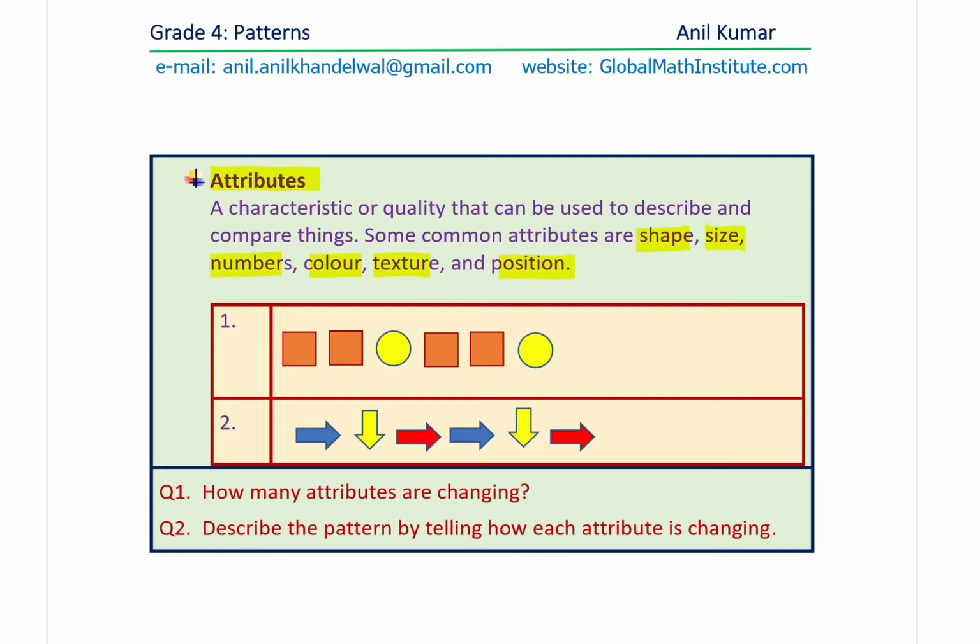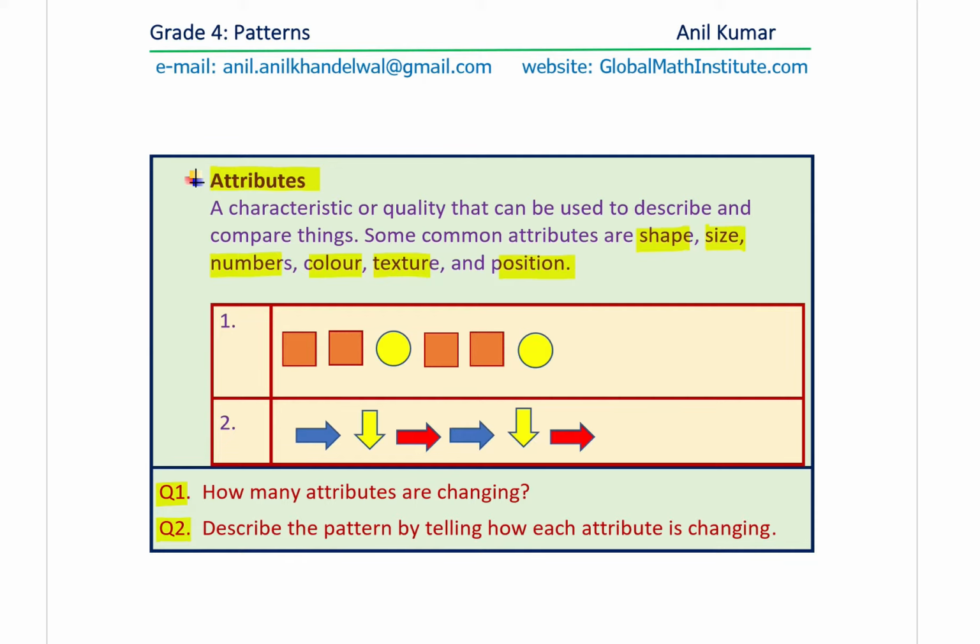Now here we have two examples. I would like you to pause the video. We are given the patterns here. I would like the students to identify how many attributes are here. So we have question number 1 and question number 2 related to the patterns shown here. Question number 1 is how many attributes are changing, and question number 2 is describe the pattern by telling how each attribute is changing, right? So that's kind of a critical question.